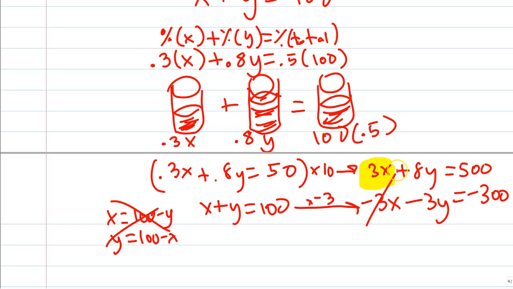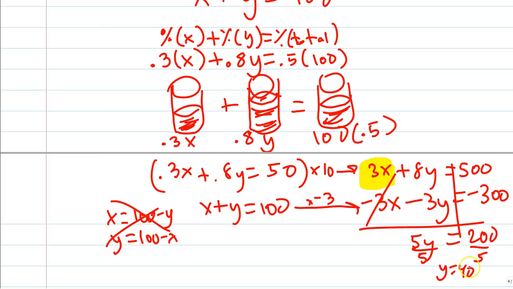Now the x's cancel. We're left with 5y equals 200. Dividing, y is equal to 40. Is that our final answer? No, remember we had two mixtures, right? If y is 40, we knew that x plus y made 100, right? What plus 40 is 100?